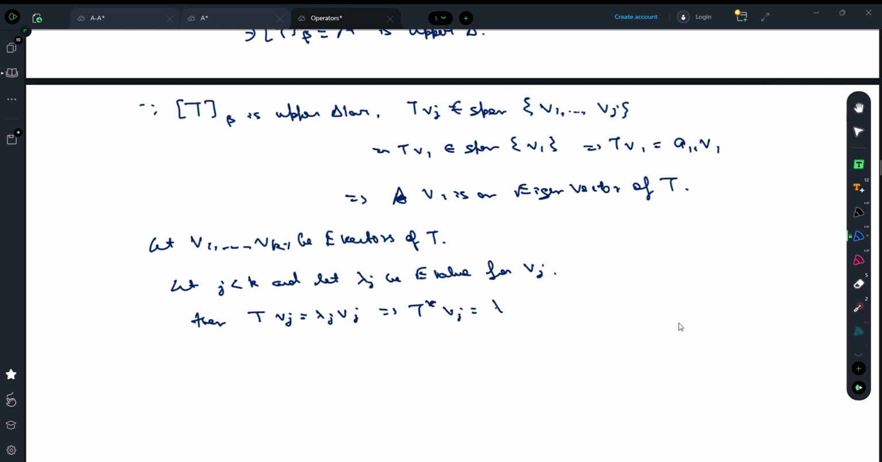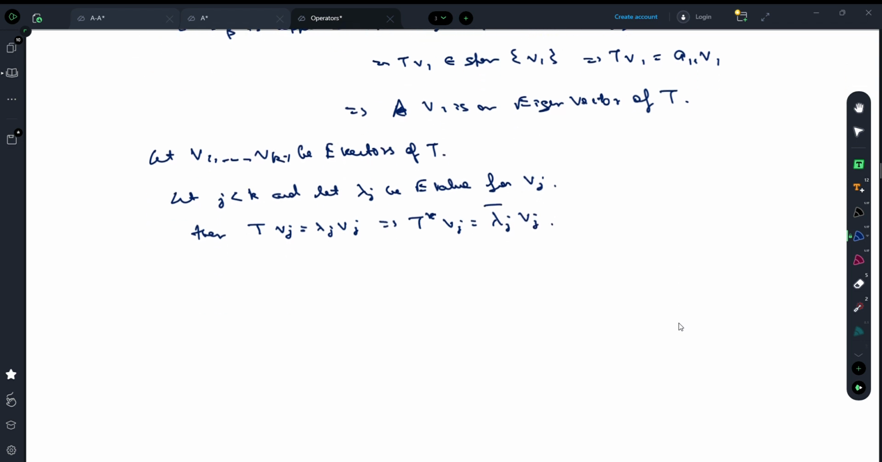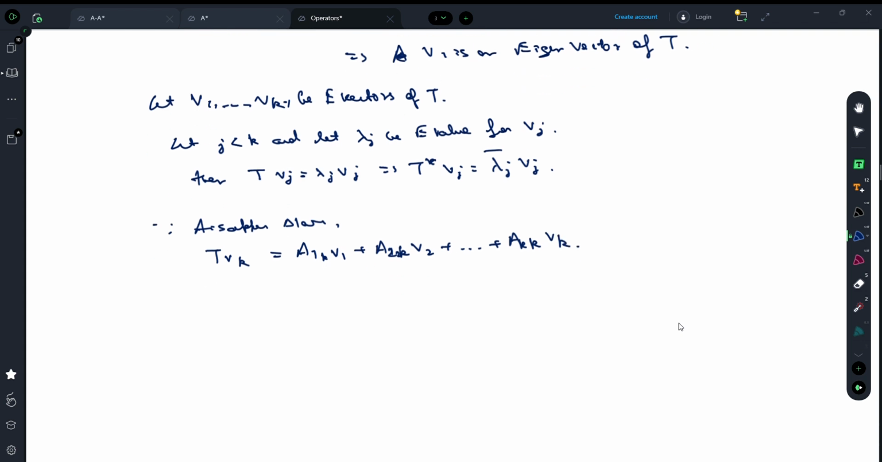Then T vj is equal to lambda j vj, but that means that T star vj is equal to lambda j bar vj. Now since A is upper triangular, T vk must be in the span of vectors v1 till vk. So I can write T vk as a1k times v1 plus a2k times v2 and so on till akk times vk. Now if I take the inner product of T vk with vj, then by distribution I get this in this form.